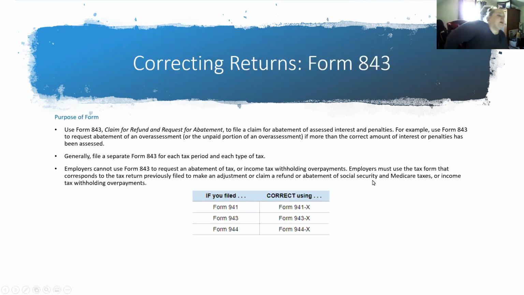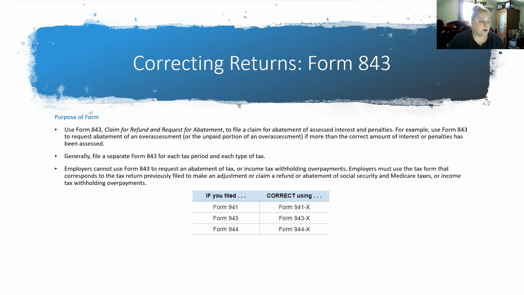Okay. Correcting returns for an 843. An 843 is a claim for refund and request for abatement. So you can use Form 843 to request an abatement of an overassessment or the unpaid portion of an overassessment if more than the correct amount of the interest or penalties has been assessed. Generally, you're going to file a separate Form 843 for each tax period and each type of tax.